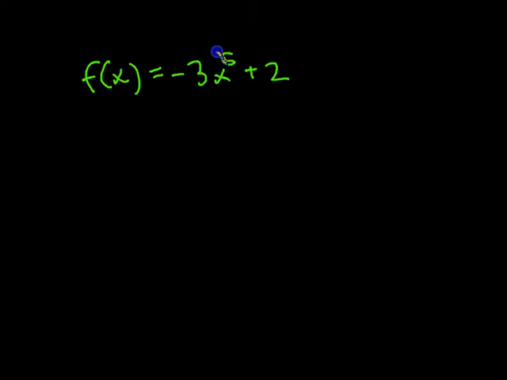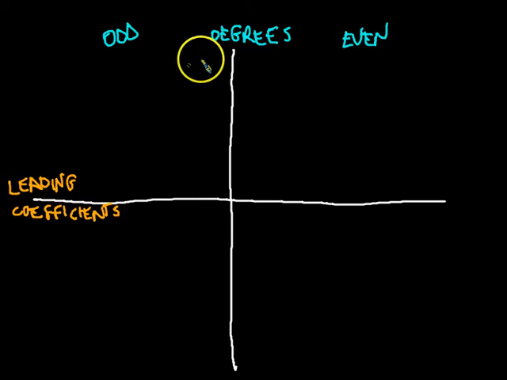Here's an example of an odd degree polynomial because the degree is 5, and that's an odd number, and it just also so happens to have a negative leading coefficient. We'll look at that in just a minute. So polynomials can have odd degrees or even degrees, and they can have positive or negative leading coefficients.